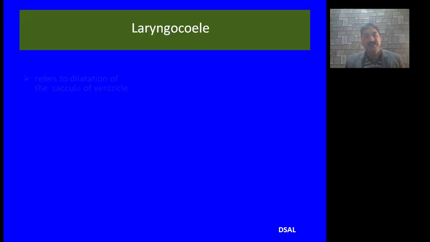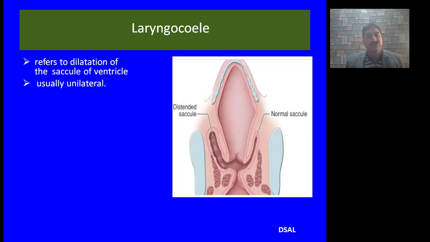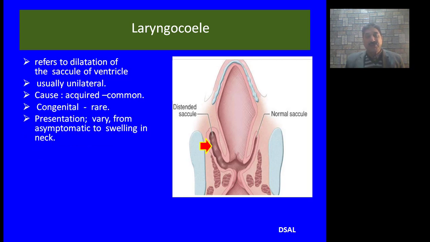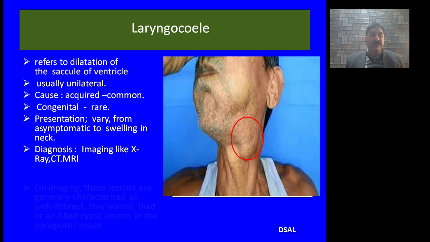What is laryngocele? Laryngocele refers to dilatation of the saccule of the ventricle, usually unilateral, and can be acquired or congenital. Acquired is the commonest form. A patient with laryngocele may present with a swelling in the lateral side of the neck. Diagnosis is done by imaging like X-ray, CT, and MRI.